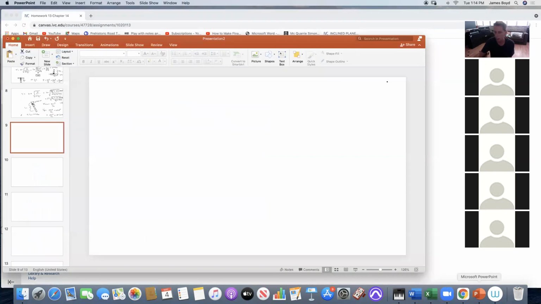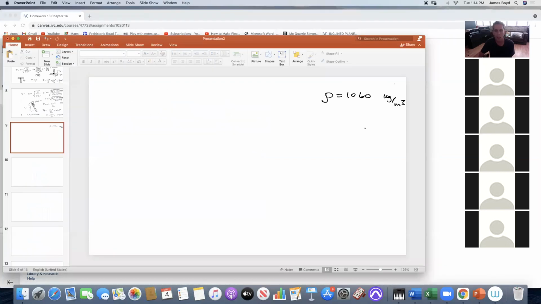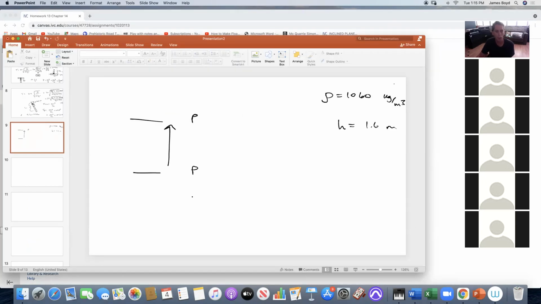So if my density is 1060 kilograms per meter cubed, and my height change is 1.6 meters. So I need to calculate the difference as I go up from your feet to your head, right? Brain to your foot. So what is P here and what is P here? Actually, I want the difference.